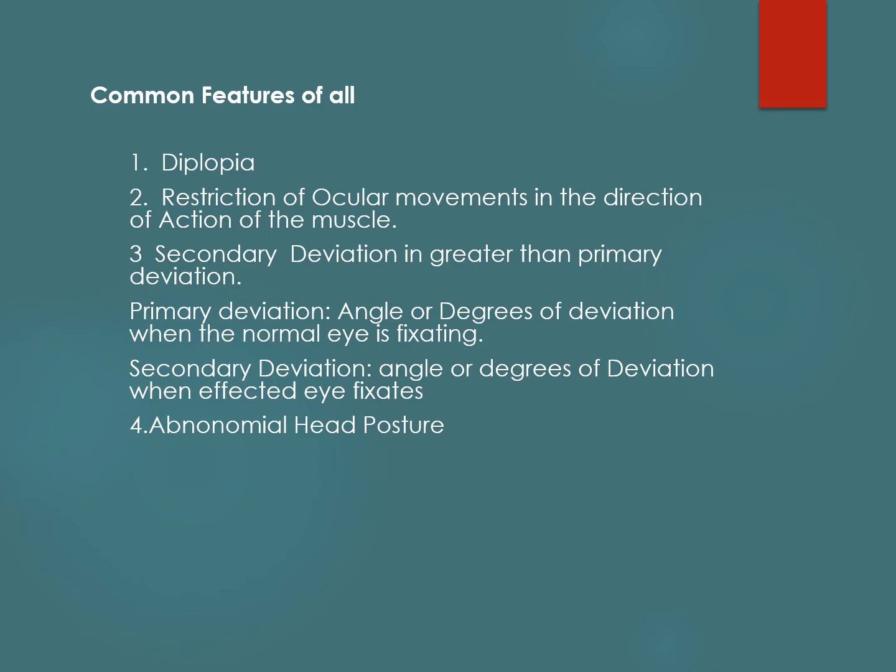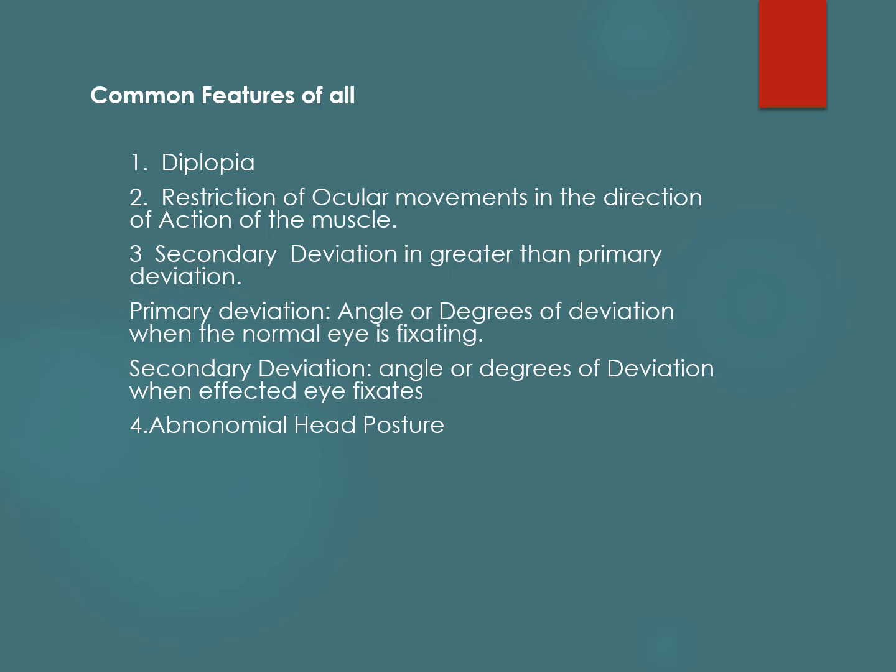Common features of all types of paralytic squint. The first and most important complaint of the patient is diplopia, that is double vision, and it is very annoying. Number two, restriction of ocular movements in the direction of action of the muscle involved.